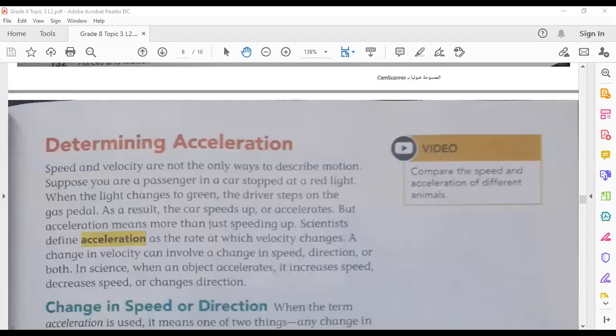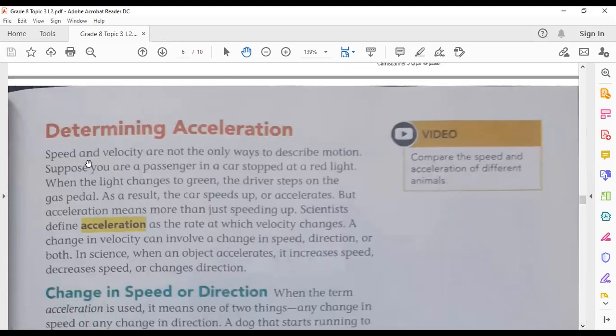Of another important concept in science, acceleration. Motion can be described not only by speed and velocity. Speed and velocity are not the only ways to describe motion. Motion also can be described by using acceleration. What is the meaning of acceleration?